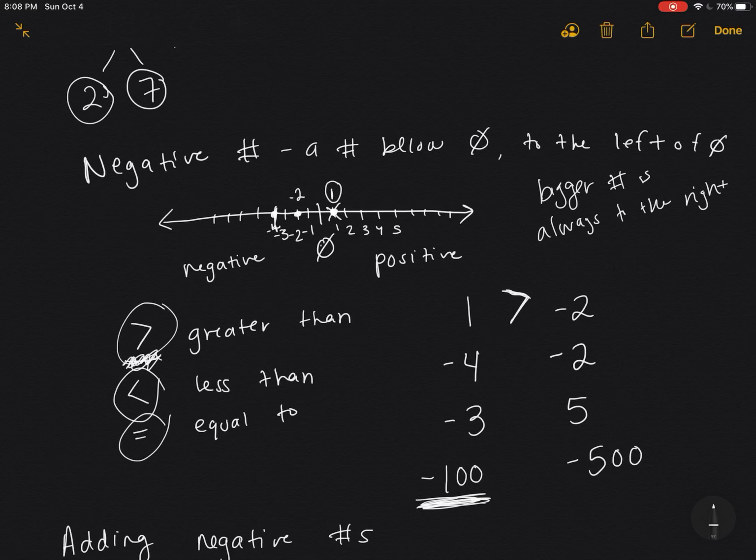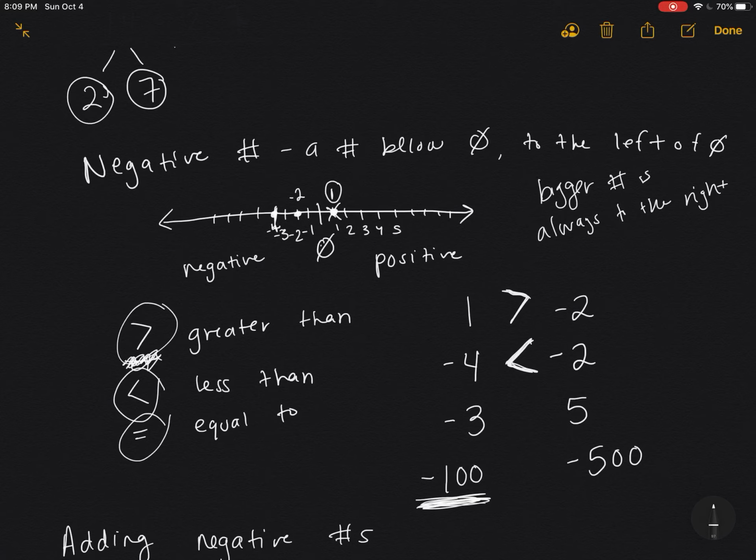If I had $10 and I should pay my friends back, it's going to be better if I only have to pay back $2 versus $4. Because then in the end, if I only owe $2, I'm going to be left with $8. If I owe somebody $4, I'd be left with $6. So in the end, I'd have more money if I only owed somebody $2. So that means -4 is less than -2.